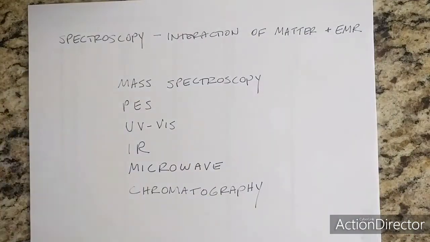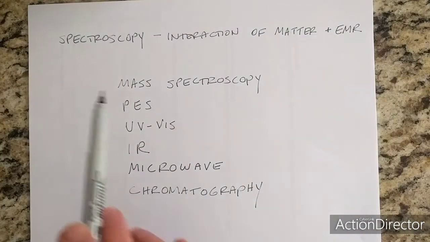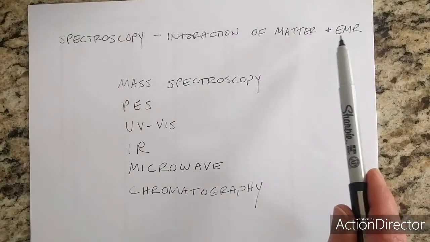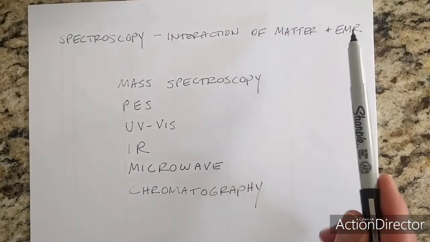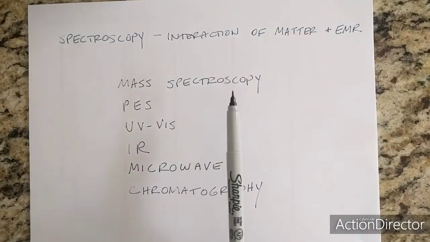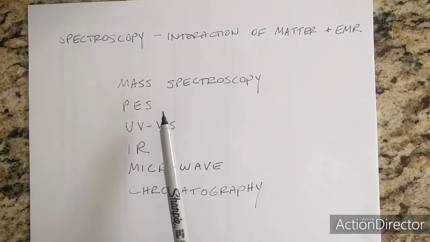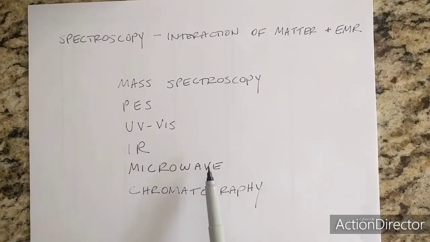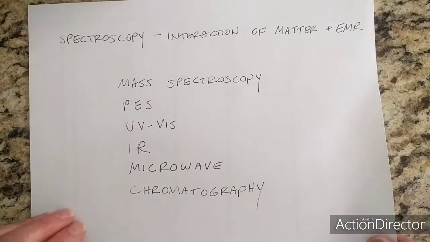So in this review, we will be talking about spectroscopy, which is the interaction of matter and EMR, electromagnetic radiation. So we'll go over mass spectroscopy, PES, photoelectron spectroscopy, UV-Vis spectroscopy, IR, microwave, and we'll do a little bit of chromatography as well. All right, so we'll start out with mass spectroscopy.